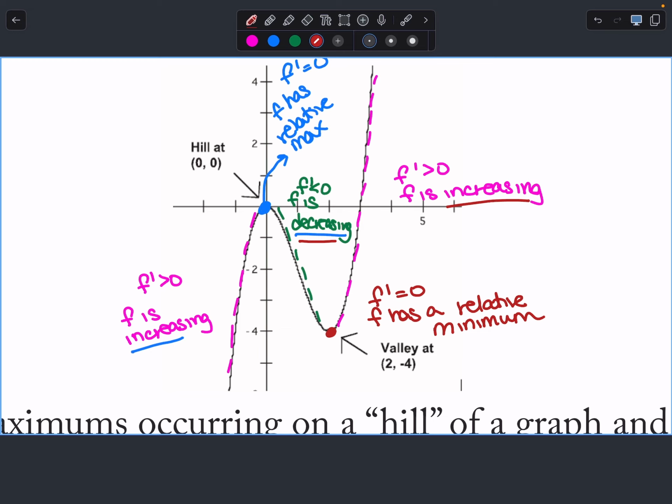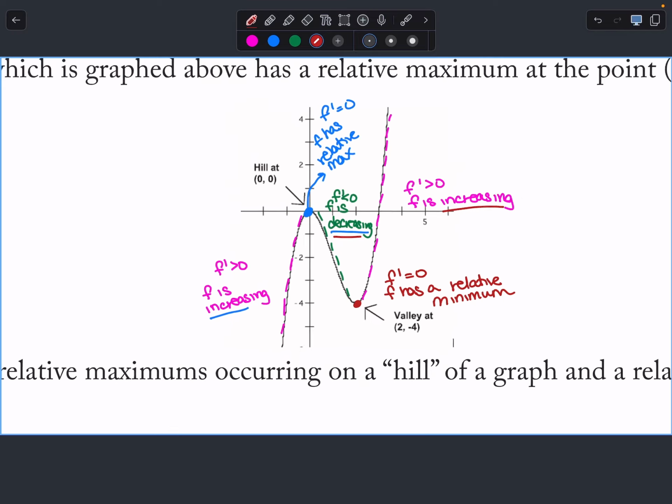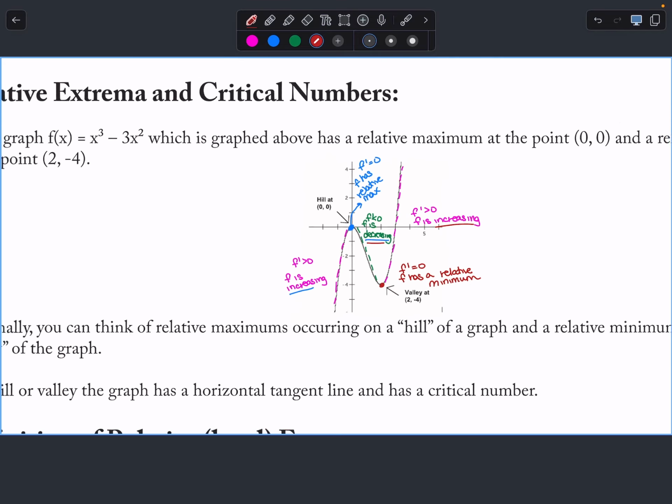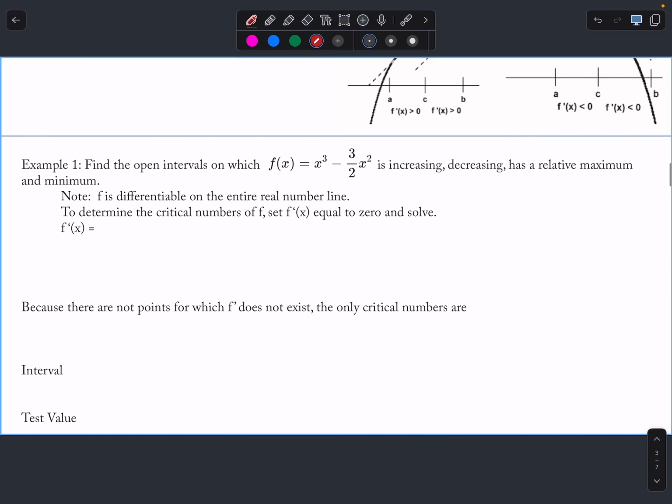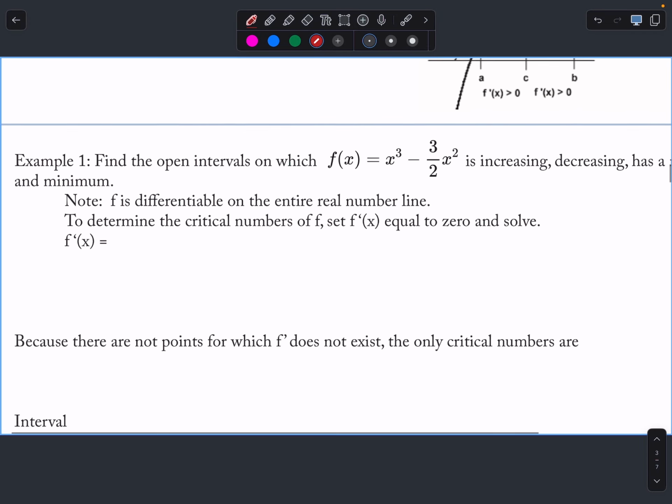Okay. So now I'm going to look at the first example. I'm not going to do the second one. We're only going to do the first one. And I want to know lots of things. I want to take this equation and figure out where I'm increasing, where I'm decreasing, where I have a relative min, and where I have a relative max. So I want all 4 things if I possibly can.